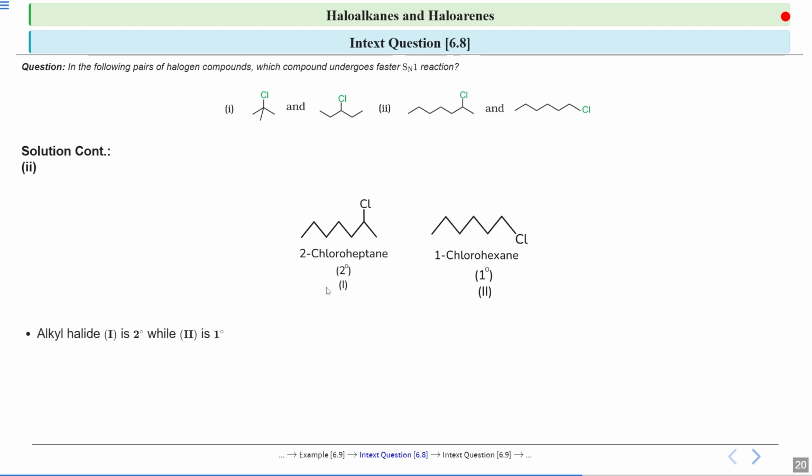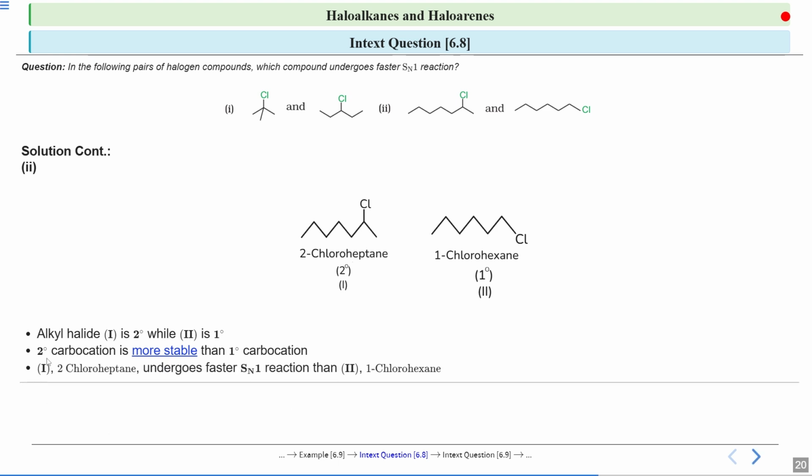Now the first alkyl halide is secondary, and the second alkyl halide is primary. And a secondary carbocation will be more stable than a primary carbocation. The secondary carbocation will be given by 2-chloroheptane. So that's why your first structure, 2-chloroheptane, will undergo a faster SN1 reaction than the second structure, 1-chlorohexane, because it is primary. Okay.